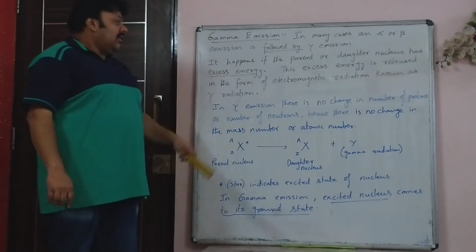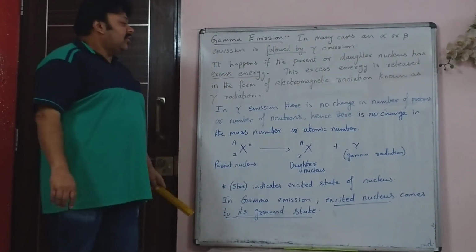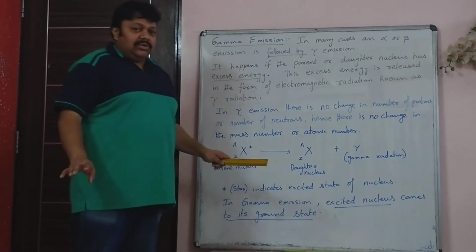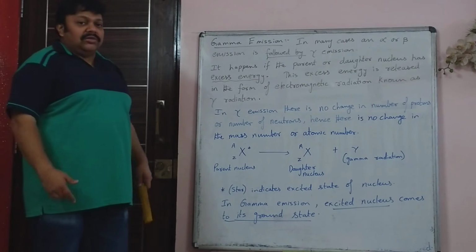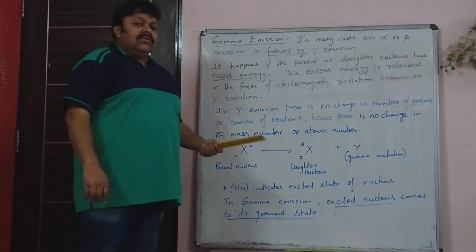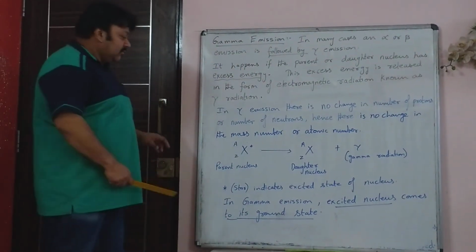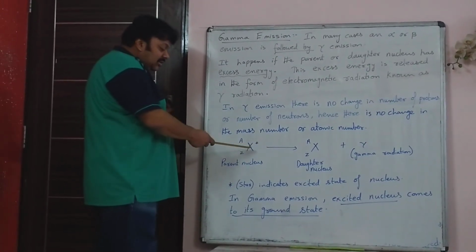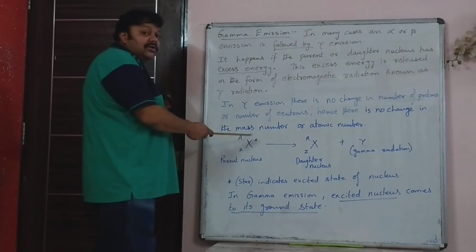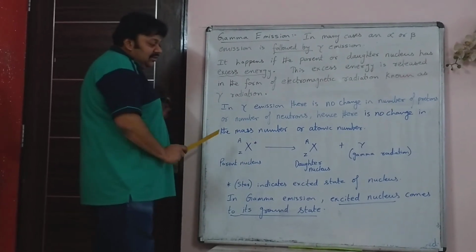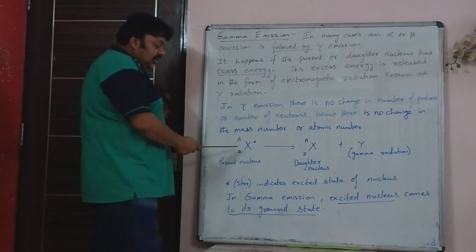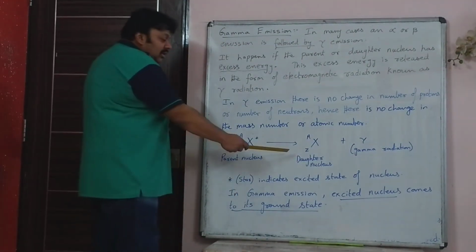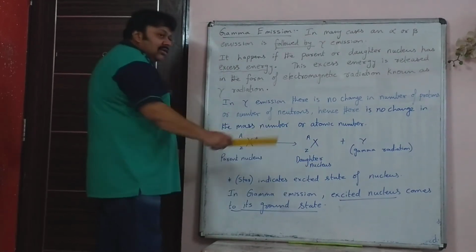So in gamma radiation, there is no change in the number of protons or neutrons, hence there is no change in mass number or atomic number. Only some energy is released in the form of gamma radiation, which is an electromagnetic radiation. So the star over element X means that element X has excess energy, it is in an excited state. That excess energy is released in the form of gamma radiation and it becomes an element without that excess energy.